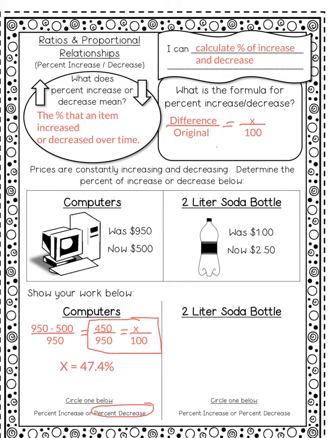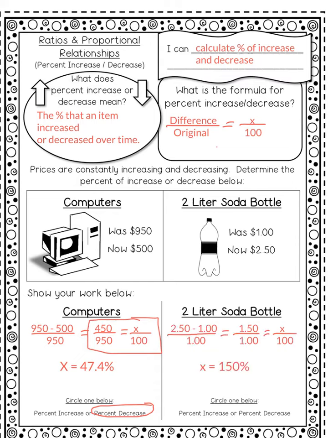Next, look at the soda bottle. It was $1, and the price is now $2.50. So again, let's begin by subtracting the two prices and putting it over the original amount, which is the was price.